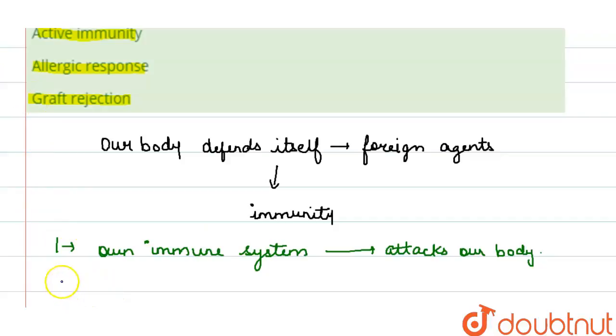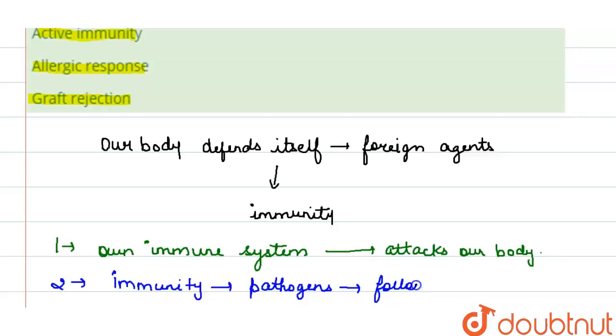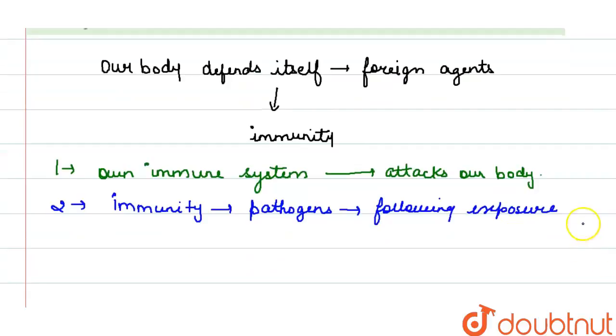Now if we talk about option number 2, which is active immunity. What happens in active immunity? It is immunity to a pathogen that occurs following exposure to said pathogen. So we can define it as immunity to the pathogens that occurs following exposure to the said pathogen.